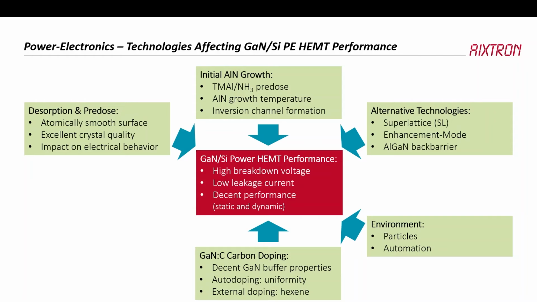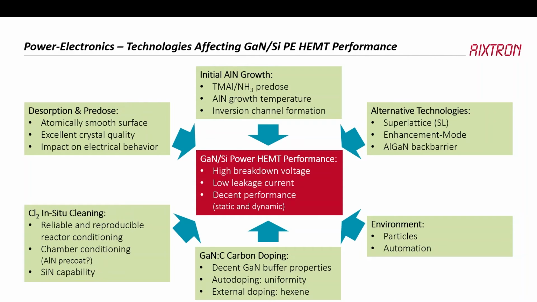Carbon doping of the gallium nitride carbon-doped buffer, we need decent buffer performance, obviously. External doping is possible using hexene or auto-doping. Auto-doping, why auto-doping? Because when you look at the group 3 precursors, there's a lot of carbon in there. So you have a lot of carbon floating around the reactor anyway. And that can be used as a doping facility, then you don't need extra carbon.